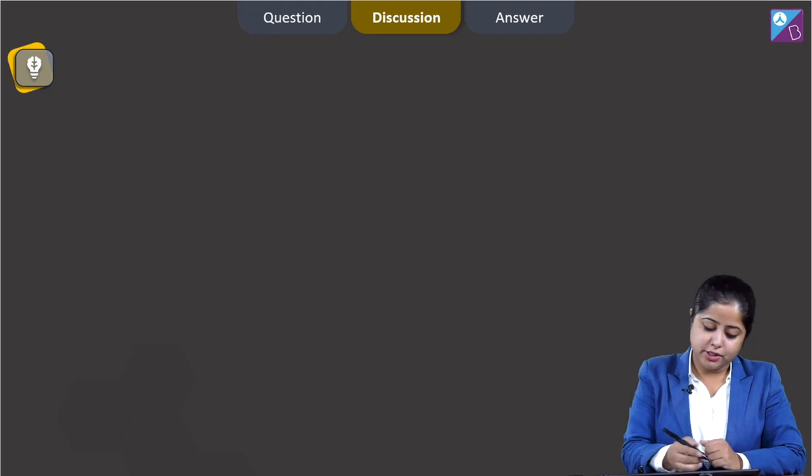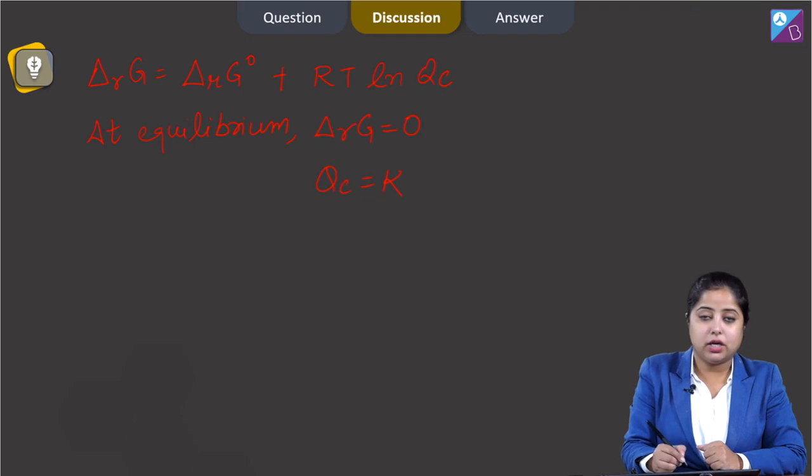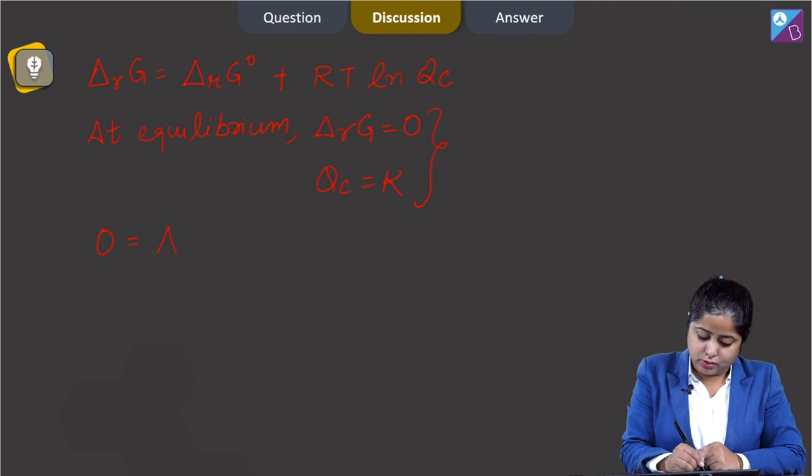Students, a very easy formula is used for this question, which is delta rG is equal to delta rG naught plus RT ln Qc. We know that at equilibrium, delta rG is equal to 0 and Qc is equal to K. So let's put the values of these two in the above equation. 0 is equal to delta rG naught plus RT ln K. That means delta rG naught is equal to minus RT ln K.